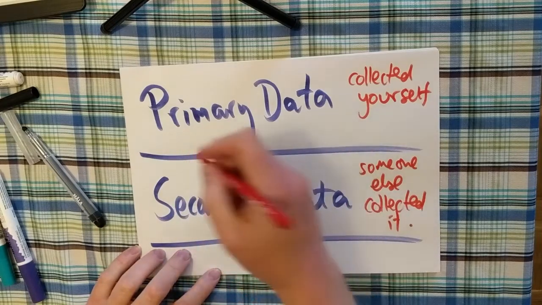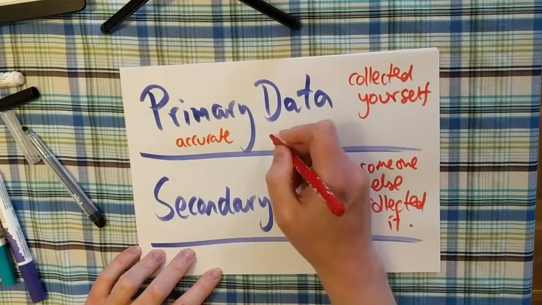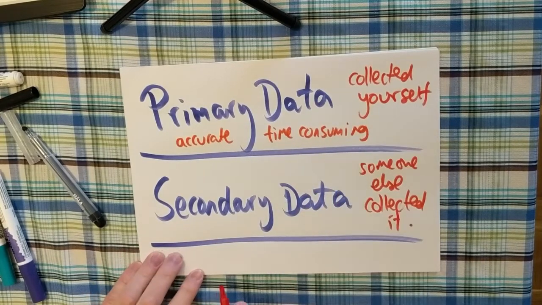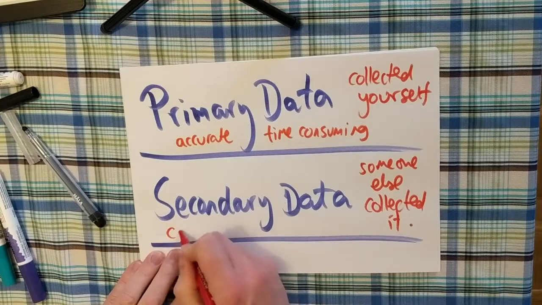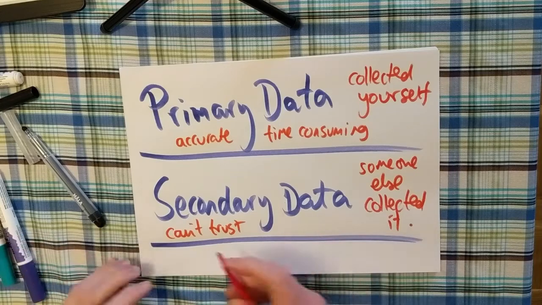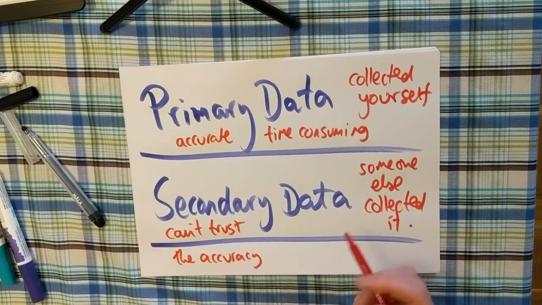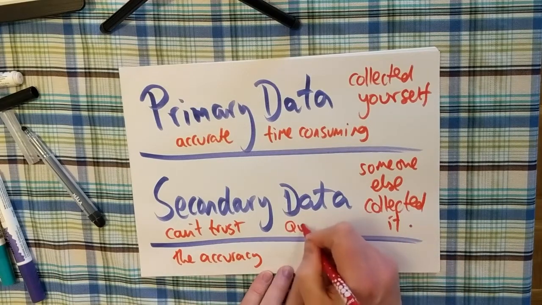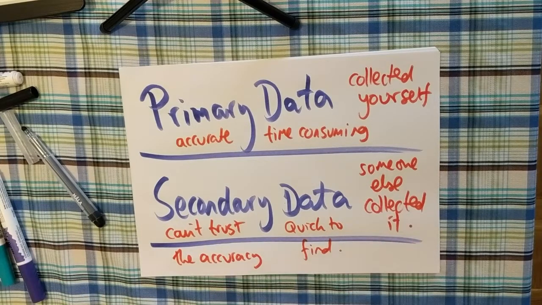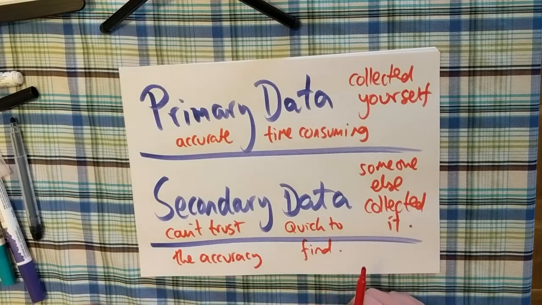Primary data, hopefully, it's accurate. You can be confident with it, but it's time consuming. Secondary data, you can't really trust the accuracy. And on the plus side though, it's quick to find. And these are the sort of pluses and minuses of the different things. Eventually we're going to be doing more and more analysis of data, but at the moment we're just trying to describe what these different things are.